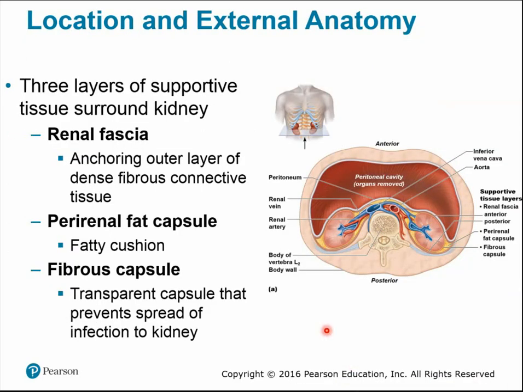So there's 3 layers of supportive tissue around each kidney just to help maintain its overall structure and suspend it in the proper location in the abdominal cavity. So it has the renal fascia, which is the outermost layer. So it's a dense fibrous connective tissue that's going to help to anchor it in place. Also has a perirenal fat capsule. You see kind of this little bit of fat around the kidneys. So this is just going to serve kind of as some extra cushioning and support. And then the fibrous capsule is going to line the actual surface of the kidney, and its function is to help prevent spread of infection.